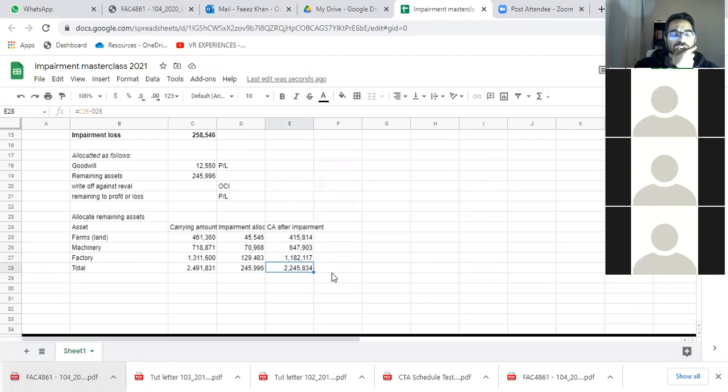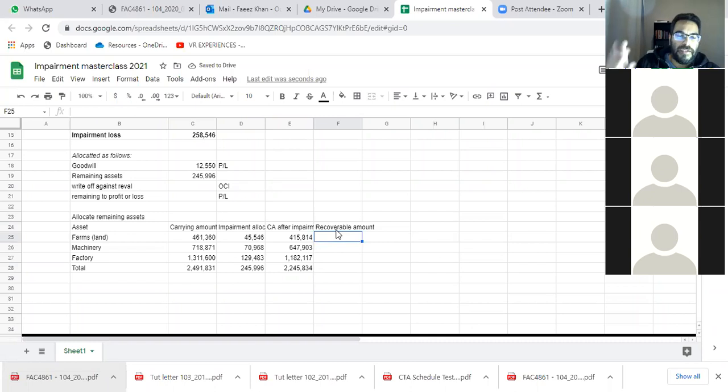Okay. So what do we need to do now? What we'll have to do is the following. The accounting standard says, once you have allocated the impairment to the individual assets on a pro rata basis based on the carrying amounts, you will now have to compare the carrying amount after impairment to their recoverable amount. So now we will have their recoverable amount.